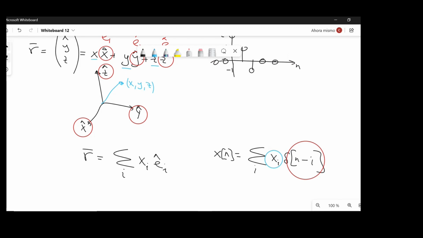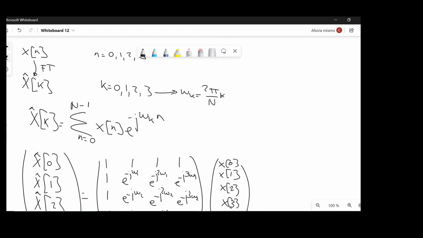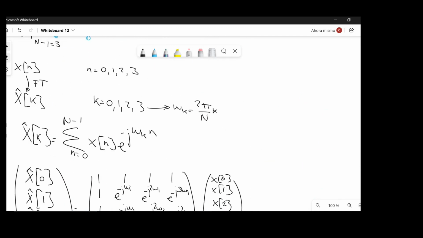What about the Fourier transform? Go back to here. The Fourier transform also has the same structure. It has the sum, and this is a coefficient. This is the Fourier transform. What about the inverse Fourier transform? That's what I did.